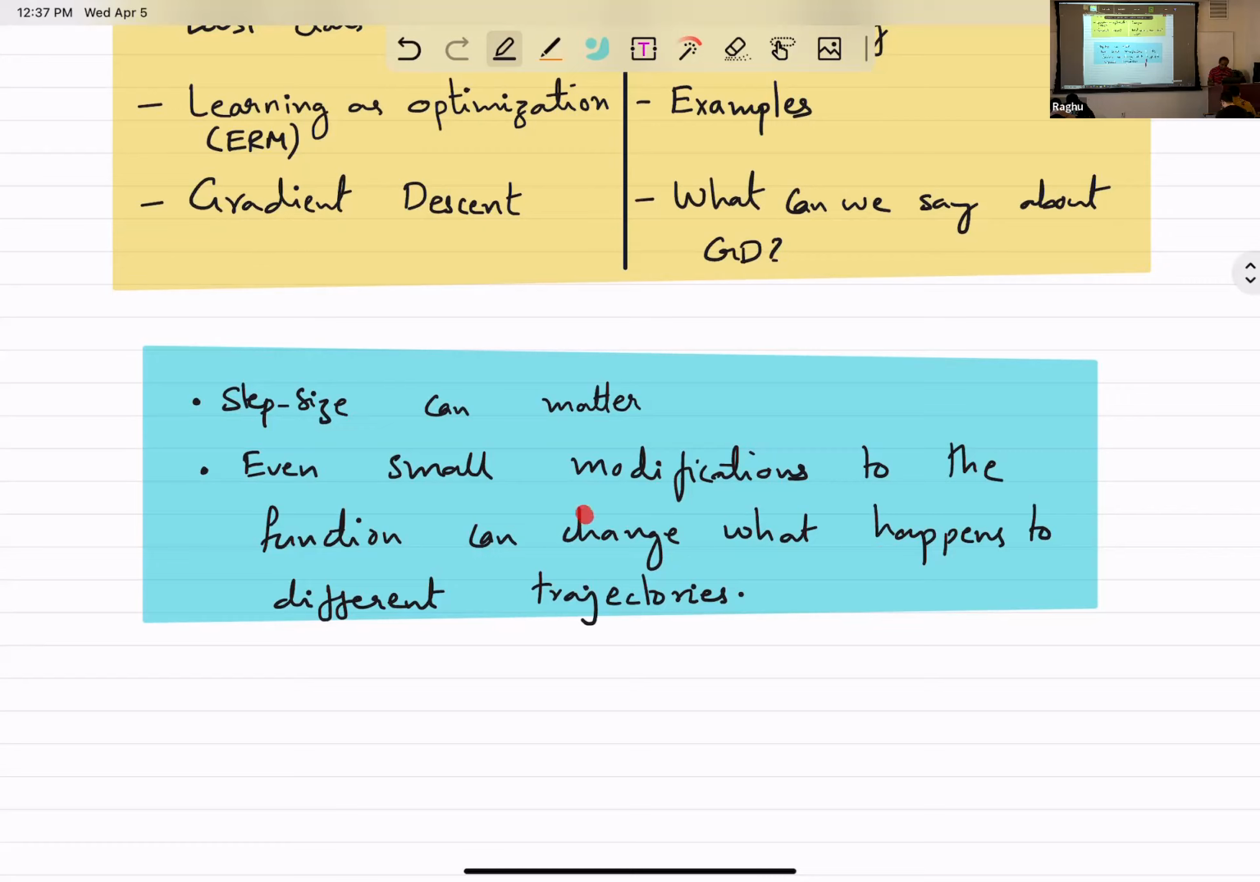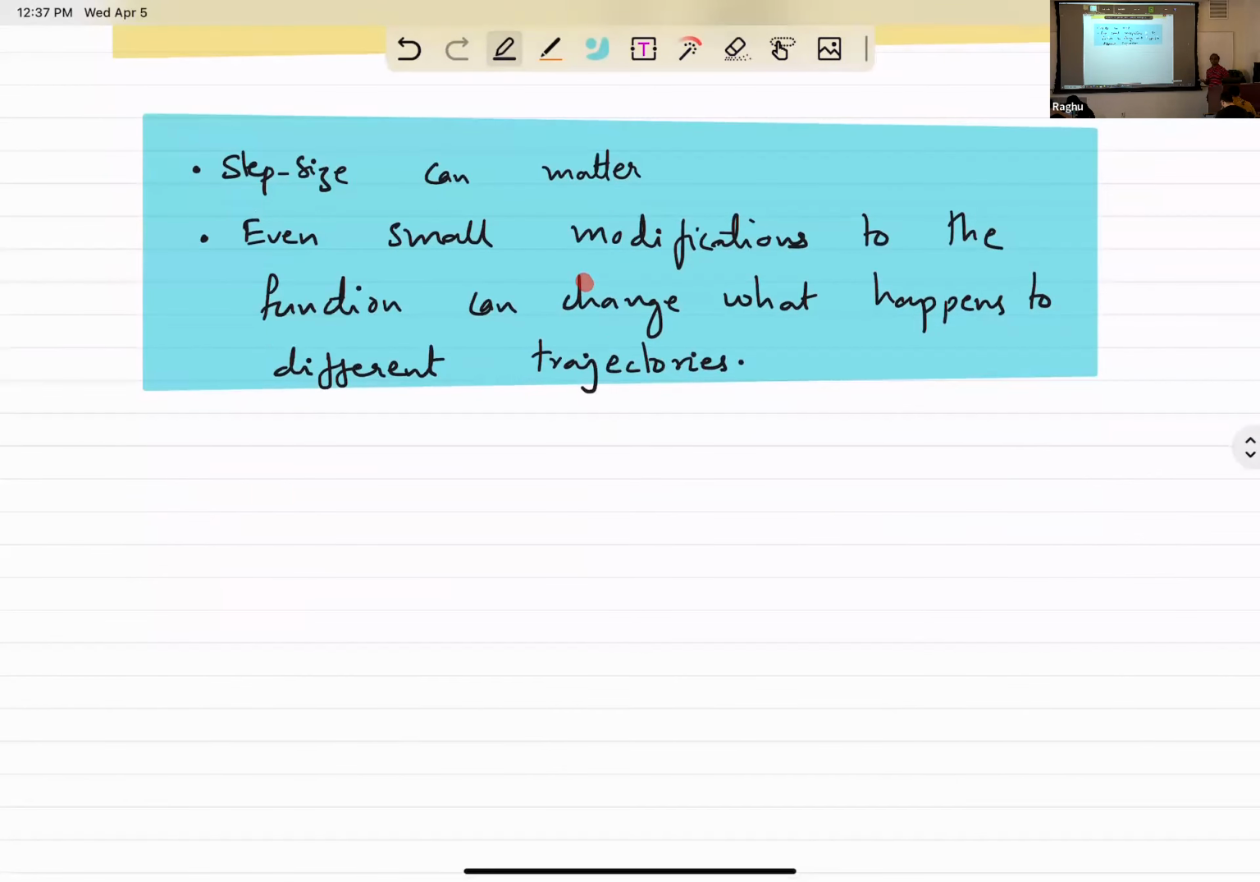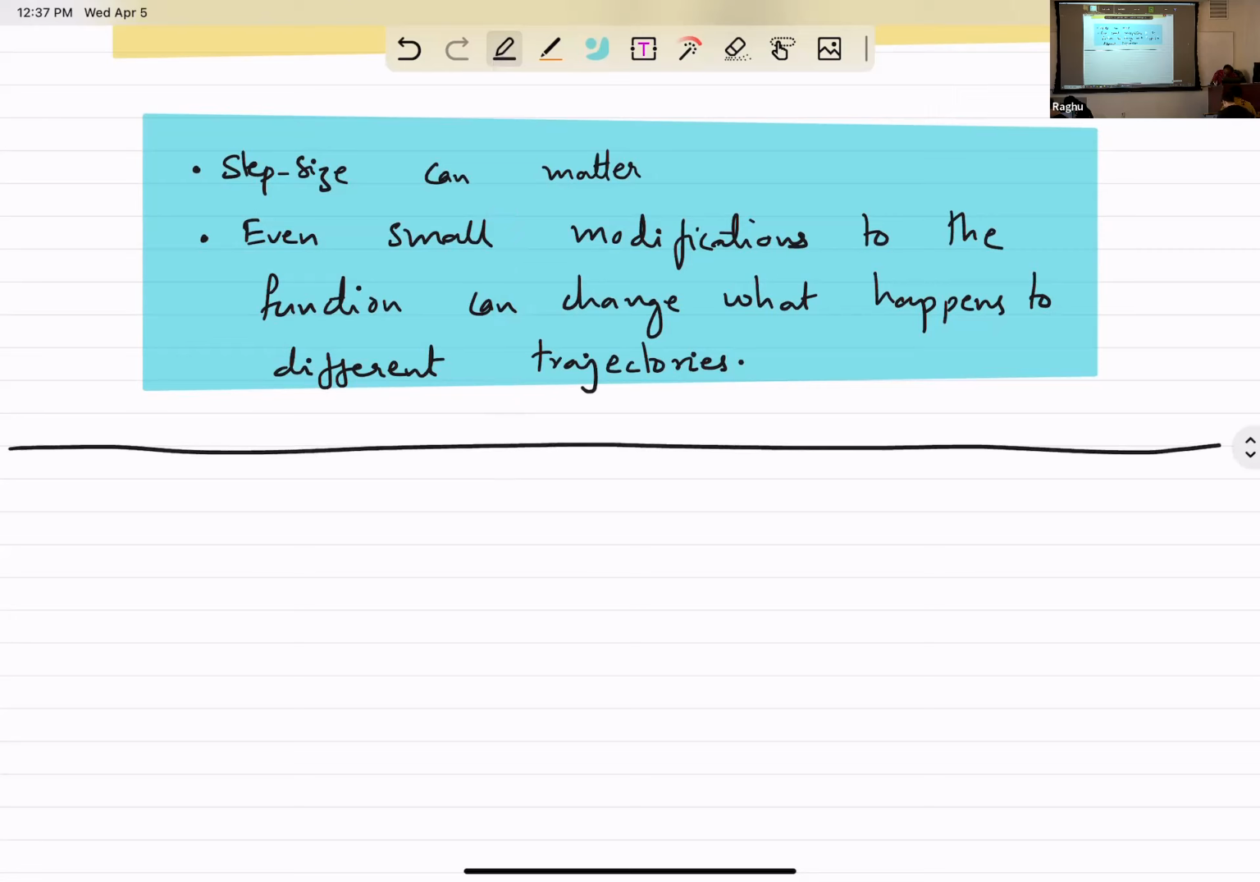And what we're going to do next is reason a little bit about what step sizes are okay, and then more generally, when can we say that GD does something that we want? And we will then use those insights to change the algorithm for the better.